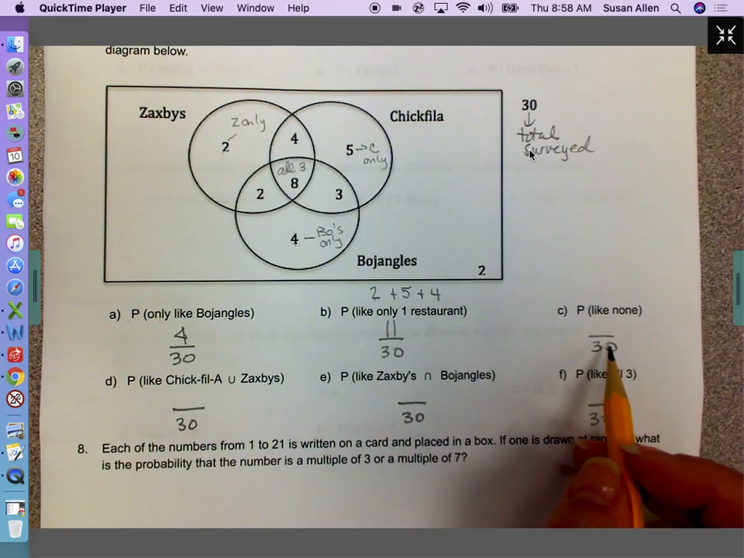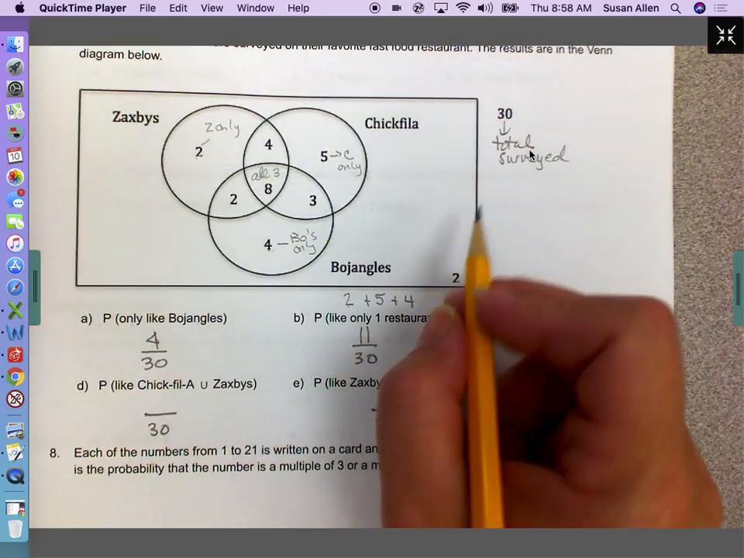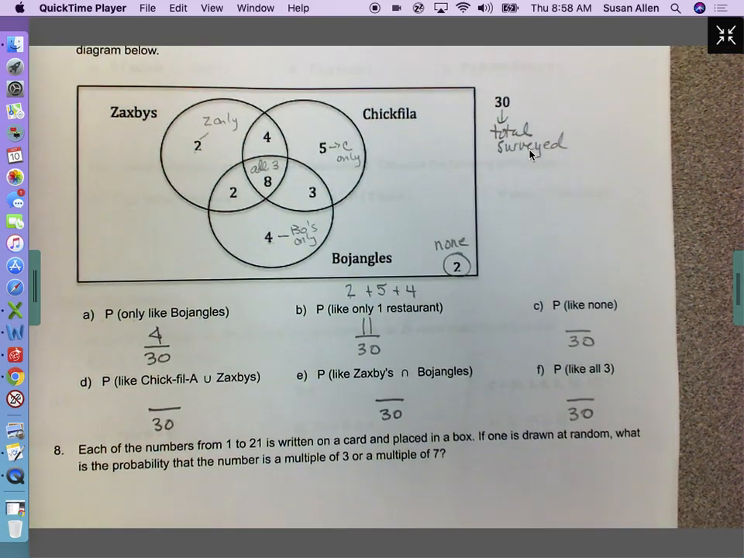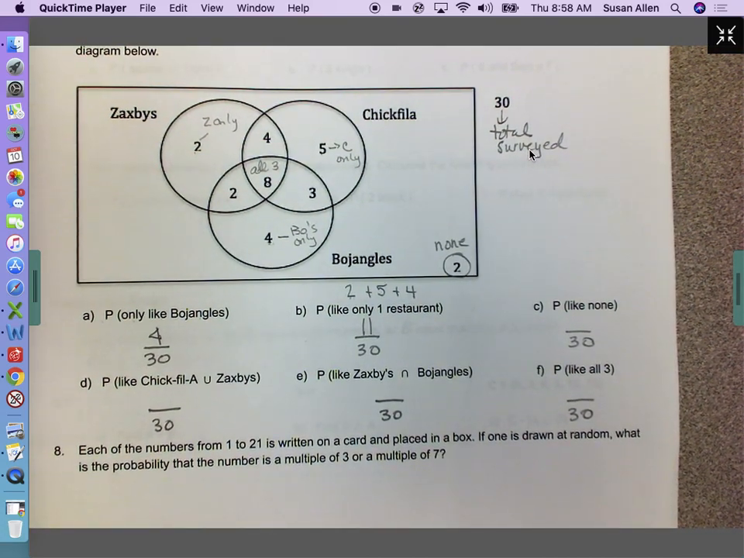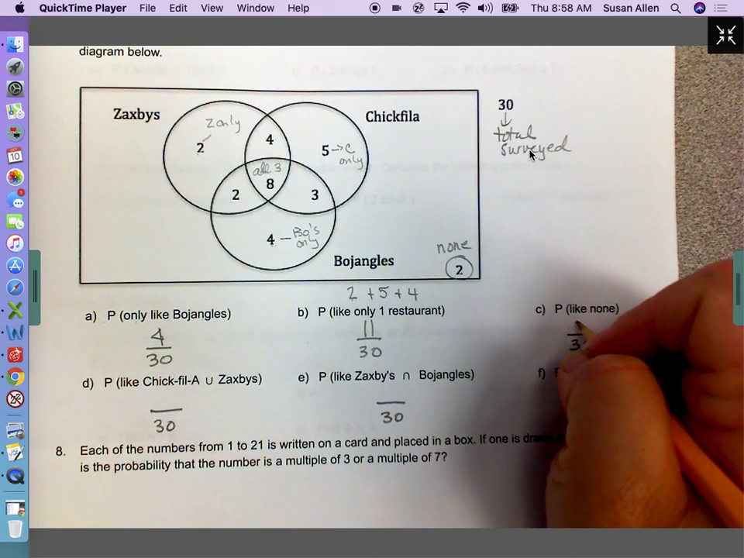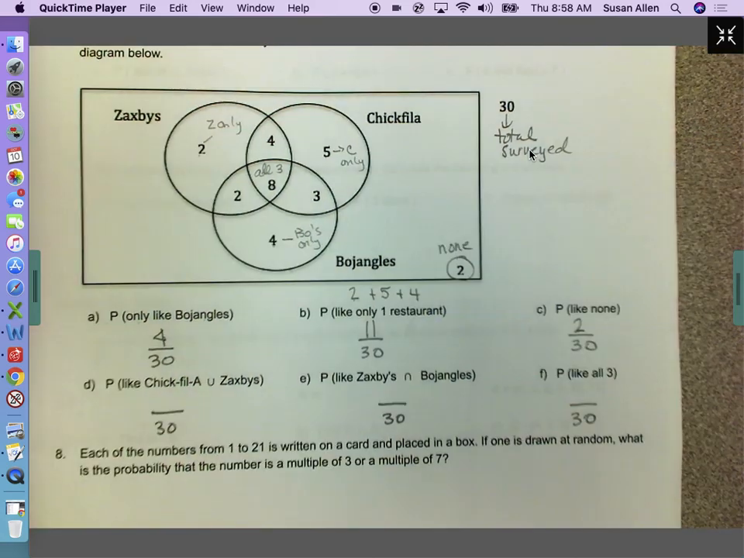Next, what is the probability they like none of the 3? That's what this 2 represents. Those that like none. They didn't like Zaxby's, Chick-fil-A, or Bojangles. Something is wrong with them. So the probability of liking none of those is 2 out of 30.